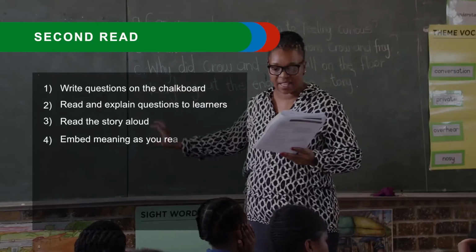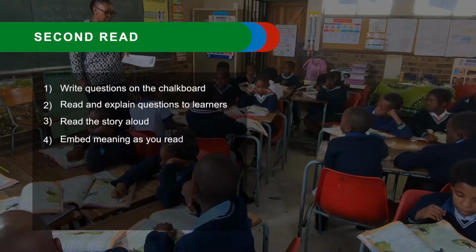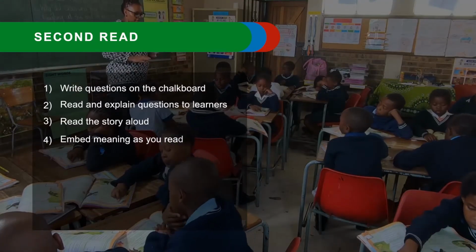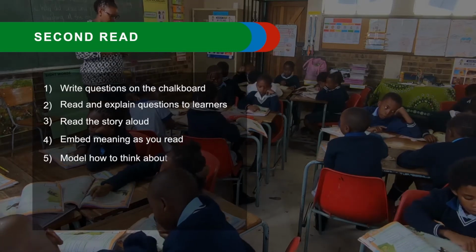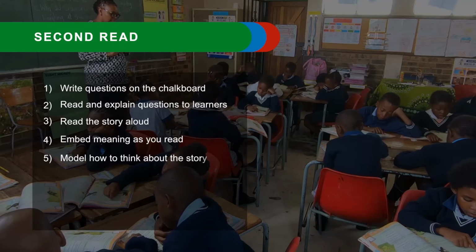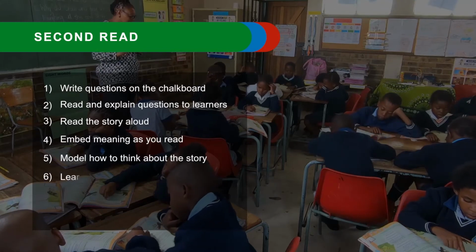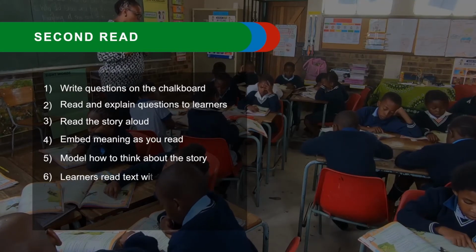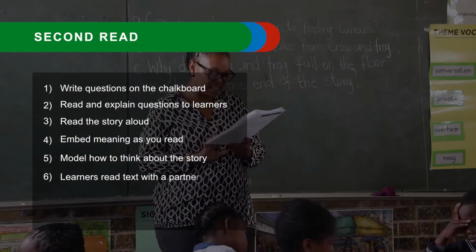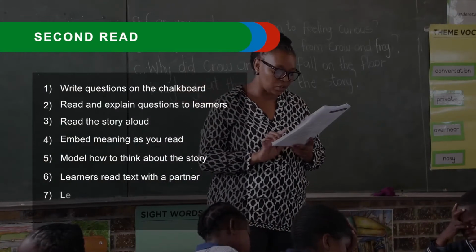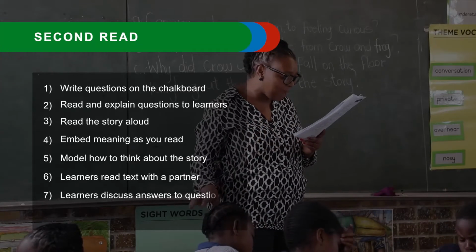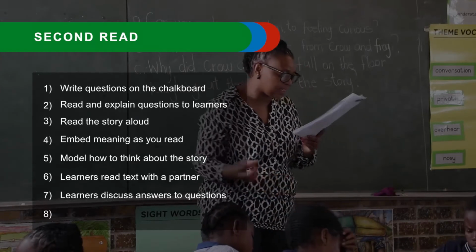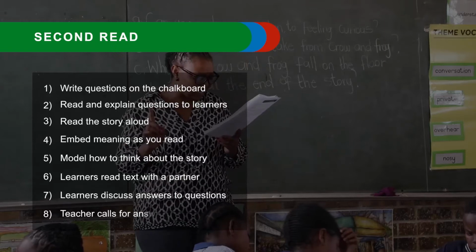Use voice, gestures, and actions to help learners understand the story. Again, after each paragraph, model how to think about the story using the strategy in the lesson plan. Next, tell learners to read the text with a partner. After reading, learners must discuss answers to the questions with their partner. Finally, call the class to attention and get feedback on the comprehension questions.